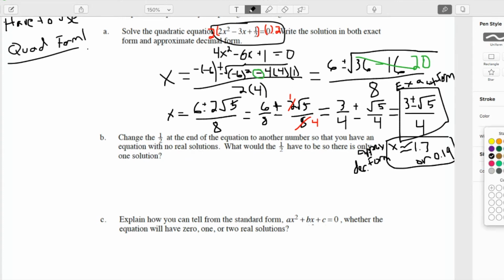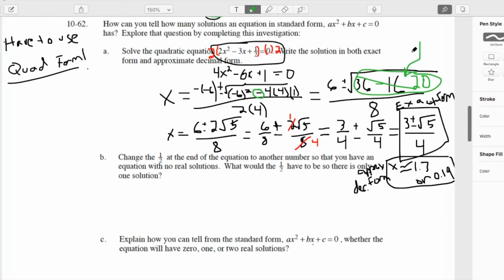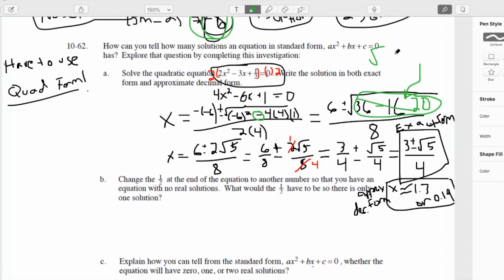Well, what's the reason why this had 2 solutions? Why did this have 2 solutions? Well, inside the square root symbol is a square root of a positive number. So we have 2 real solutions. So in order to have no real solutions, inside the square root needed to have been a negative number. So let's try to figure it out. Originally, inside our square root symbol, we had 36, that's negative 6 squared, minus 4ac right here.